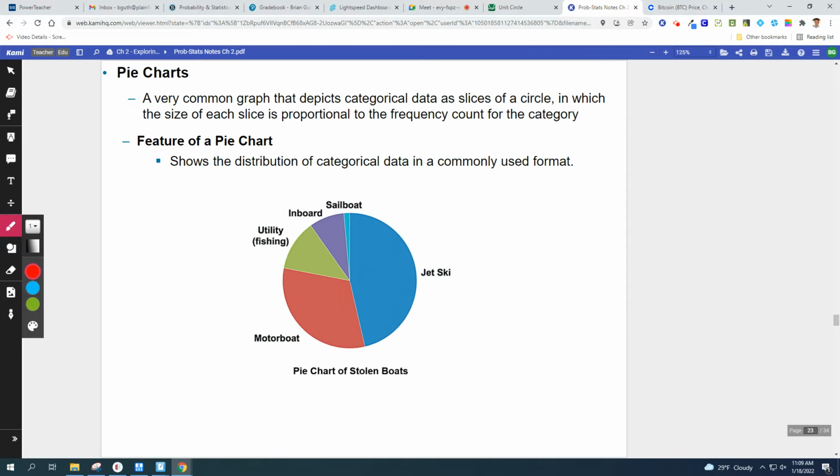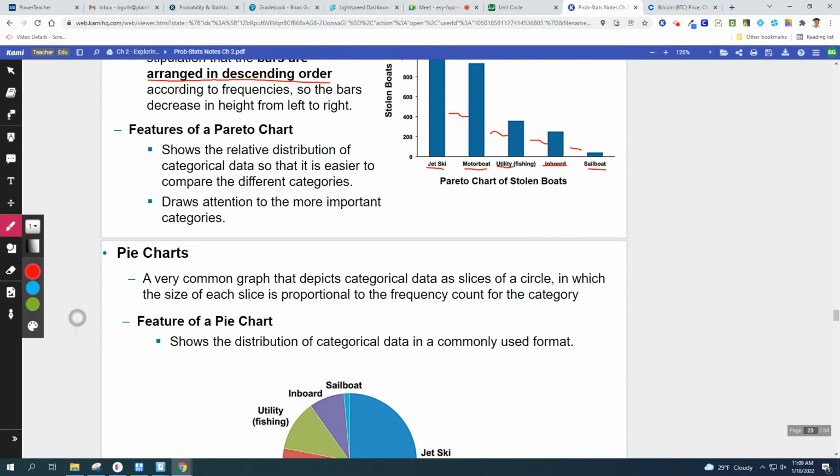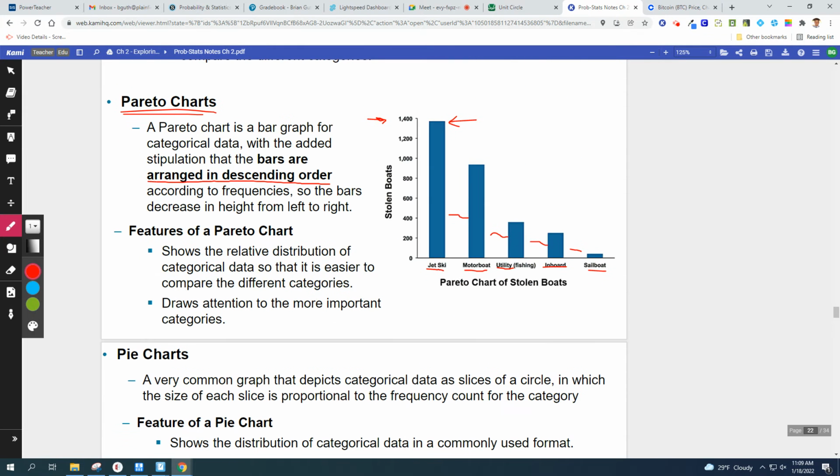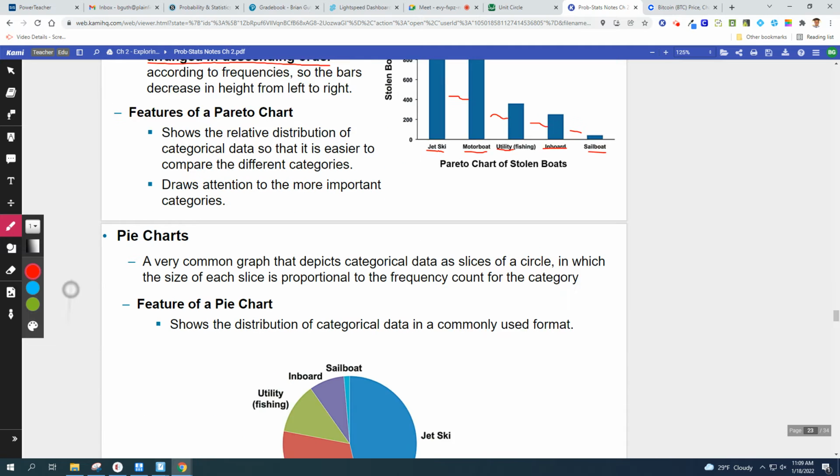Pie chart. We've all seen pie charts. A very common graph that depicts categorical data as slices of a circle, in which the size of each slice is proportional to the frequency count for that category. It shows the distribution of categorical data in a commonly used format. So here we can see the same information about the stolen boats, but they're going to say we like bar graphs better. We like the Pareto chart better.